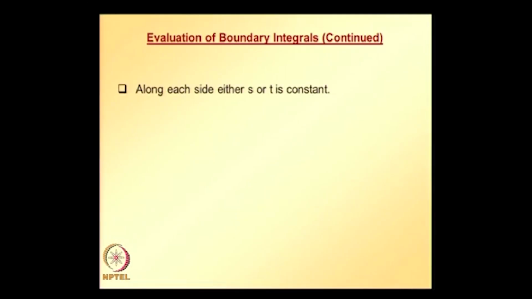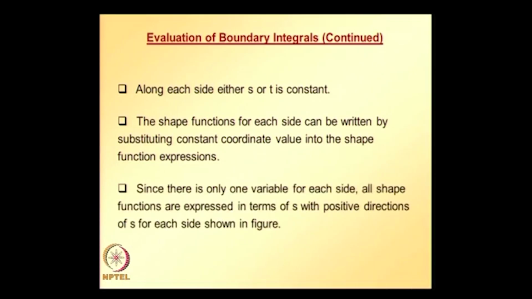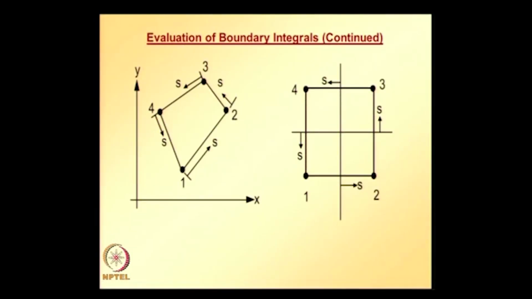So, this is what I mentioned, along each side either s or t is constant. Shape functions for each side can be written by substituting whichever is constant out of s or t, by substituting that constant coordinate value into the shape function expressions. Since there is only one variable for each side, either s or t, all shape function expressions are expressed in terms of s with positive directions of s for each side shown in figure. So, now let us write the shape function vector along each of these sides.